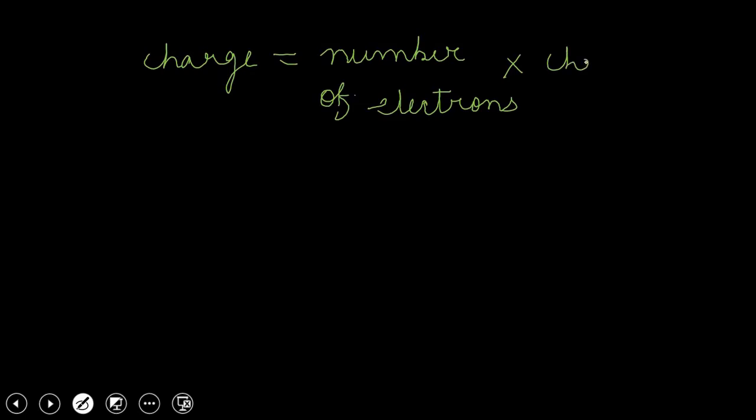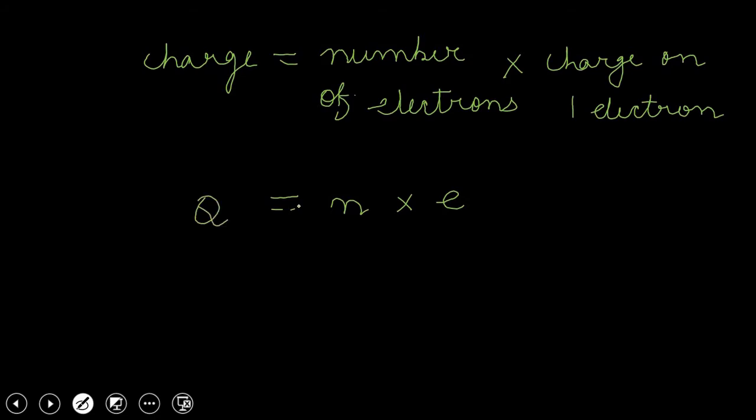Now we will see how to calculate the charge. Charge is equal to number of electrons into charge on 1 electron. We can write number of electrons as N, charge on 1 electron as E. So we will get the formula Q is equal to N into E. Value of E is equal to 1.6 into 10 to the power minus 19 coulomb, which is charge on 1 electron.